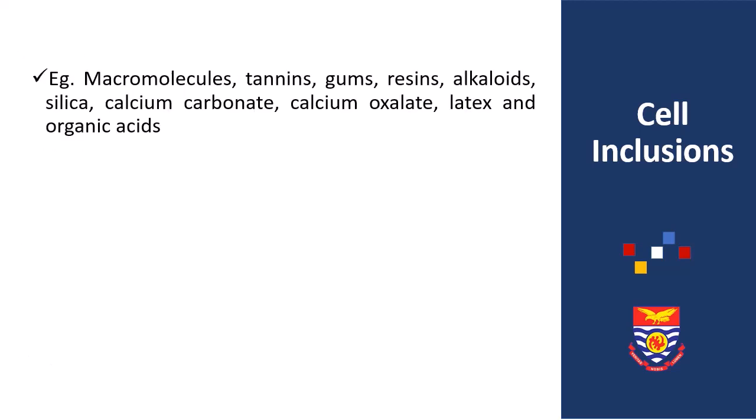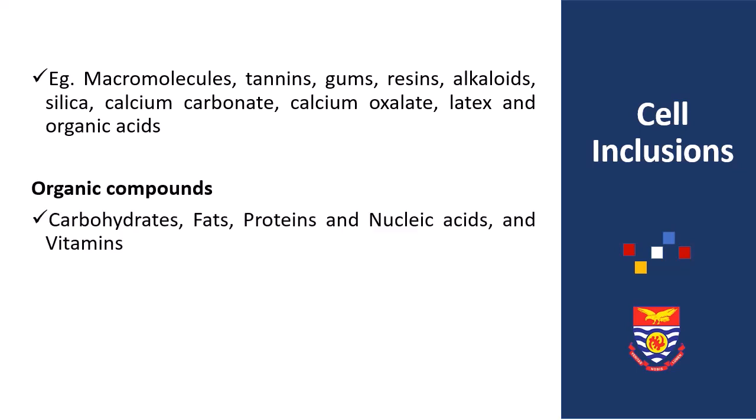Cell inclusion examples are macromolecules, and examples of the macromolecules are carbohydrates, proteins, vitamins, and nucleic acids. And there are some other cell inclusion types, that is tannins, gums, resins, and some mineral crystals such as silica and calcium oxalate, to mention but a few. And we've also mentioned that cell inclusions are broadly divided into organic compounds and inorganic compounds. And so first of all, we'll have a look at the organic compounds in details.